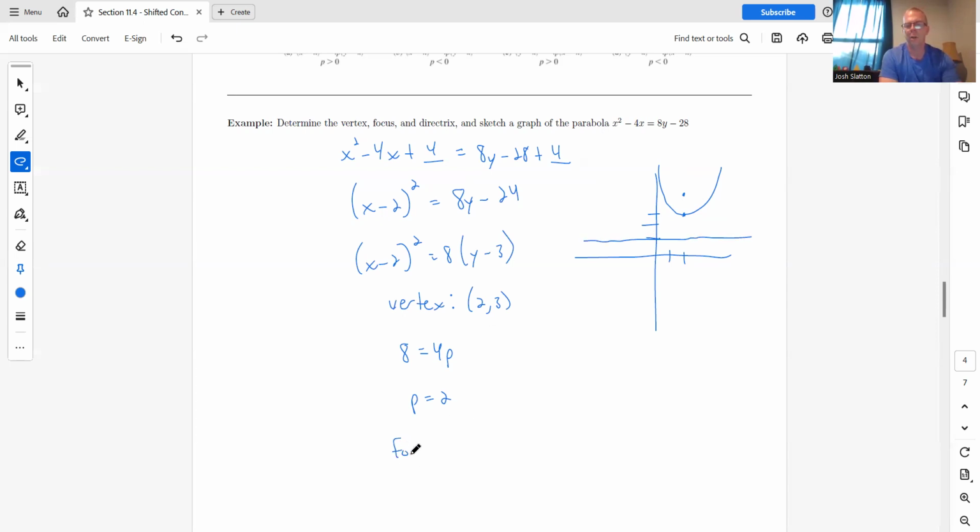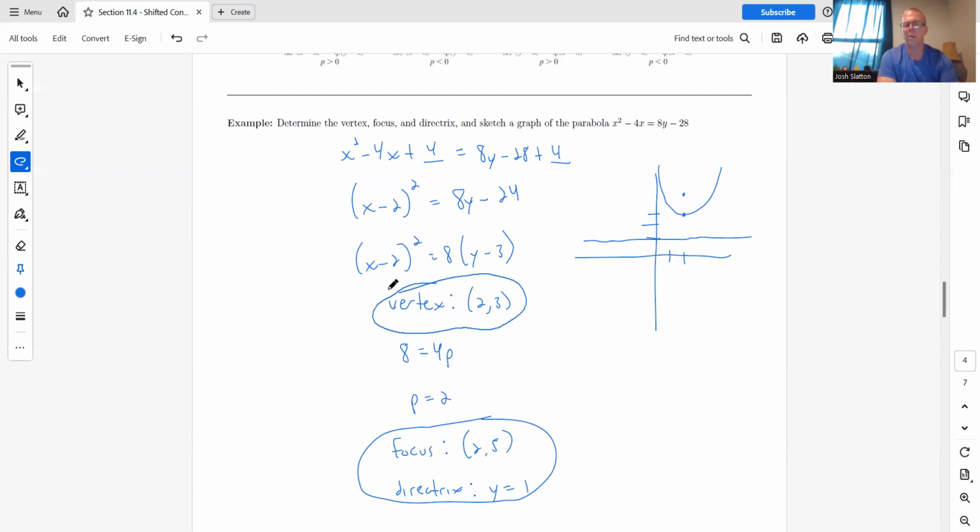So the vertex is 2, 3. We're going to add 2 to the y, and our focus is at 2, 5. And then the directrix is going to be at y equals 1. So you subtract 2 from there. And that's all there is to it. So there's the graph, there's the focus and the directrix, and there is the vertex. Same idea. If you're comfortable with the last few sections where we're doing the basics, then this is really just a little bit of adjustment to get these shifted.